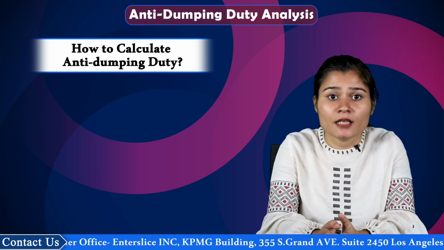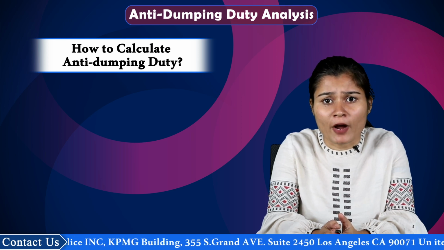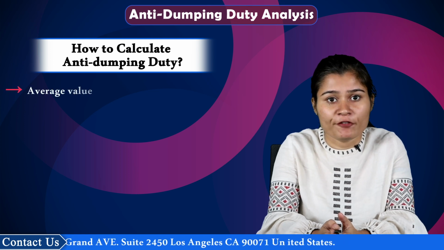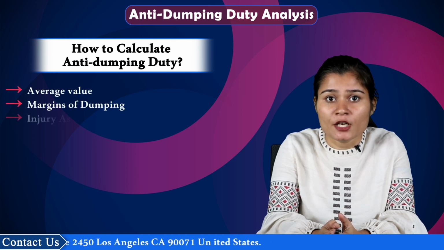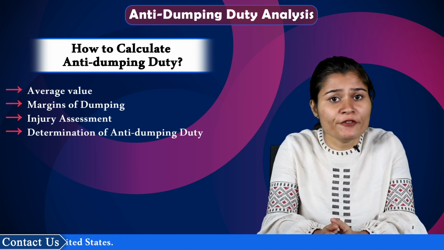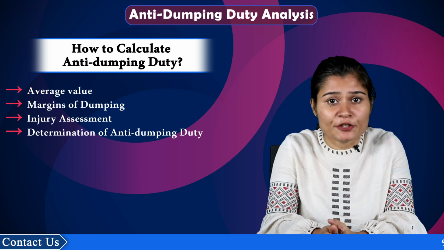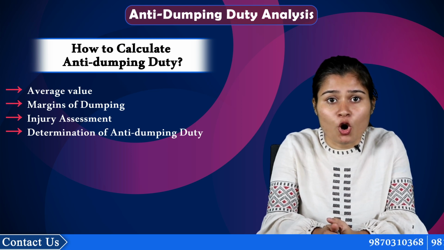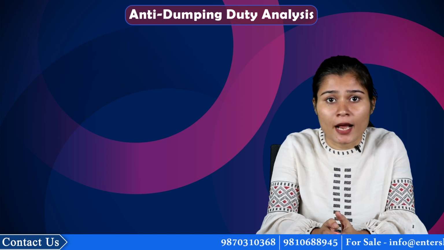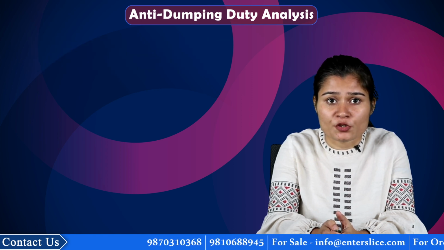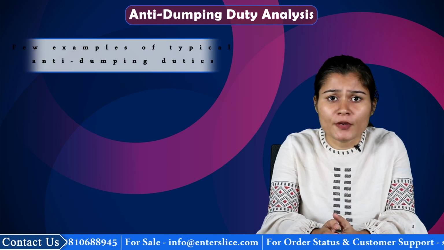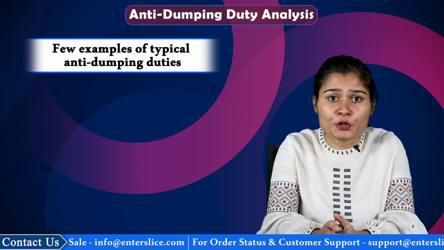To calculate the anti-dumping duty, there are a few factors that need to be taken into consideration, which are average value, margins of dumping, injury assessment, and determination of anti-dumping duty. The issue of dumping can be addressed by countries imposing various sorts of anti-dumping duties. The nature of the dumping goods and conditions facing the home industry can influence the precise kind of charge levied. These are a few examples of typical anti-dumping duties.